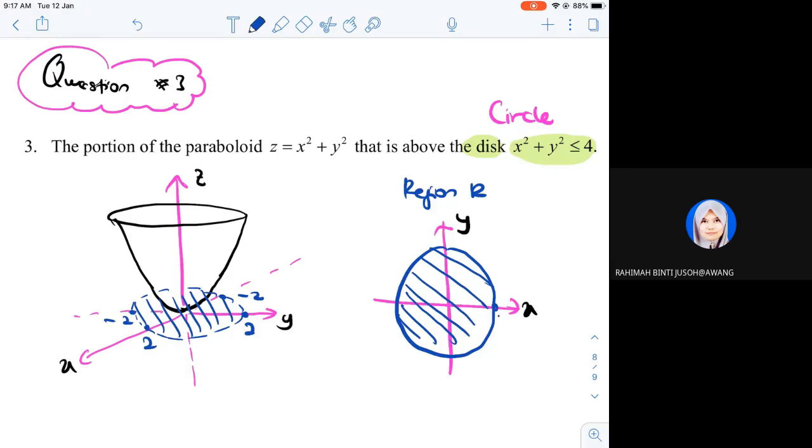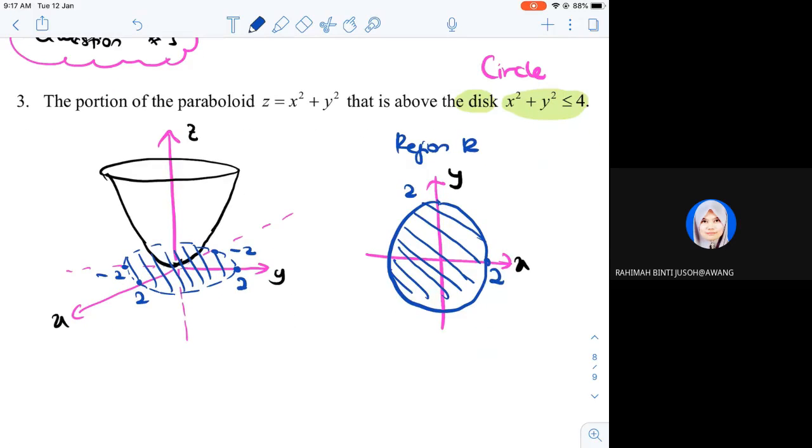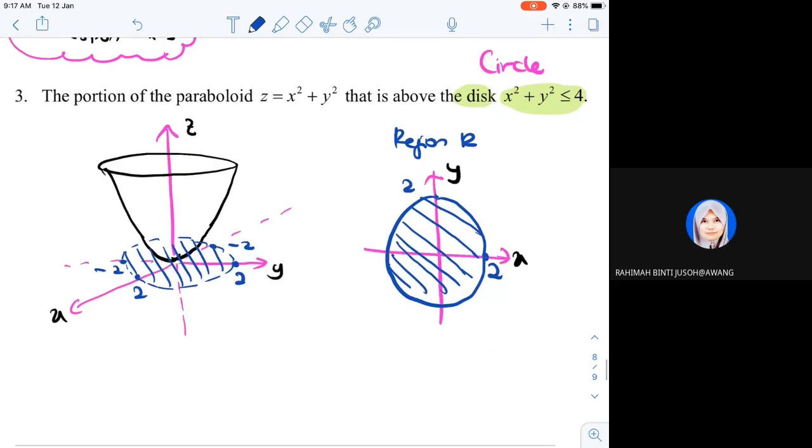Okay, so the radius is 2 because x squared plus y squared equals 4. Okay guys, now this is your region R. As I mentioned earlier, it's better for you to use a double integral in polar coordinates because we have a region R in terms of a circle. So what happened here, guys?